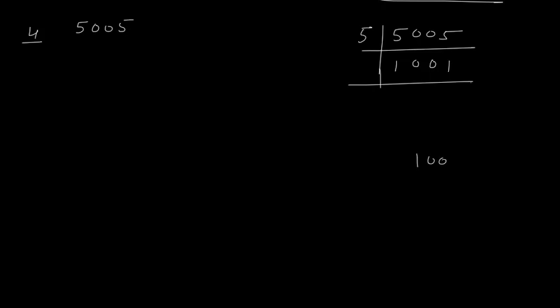5005. Now 5005, it is not divisible by 2, it is not divisible by 3, okay, but it is divisible by 5. So 5 in the 5, then 0 0, 5 in the 5. Now this 1001. Now 1001 is not divisible by 5. Let us check with 7. So 7 1 0 0 1.